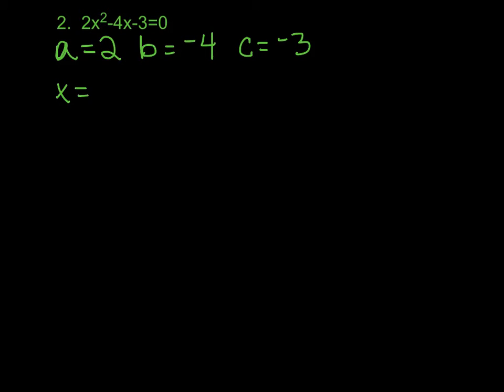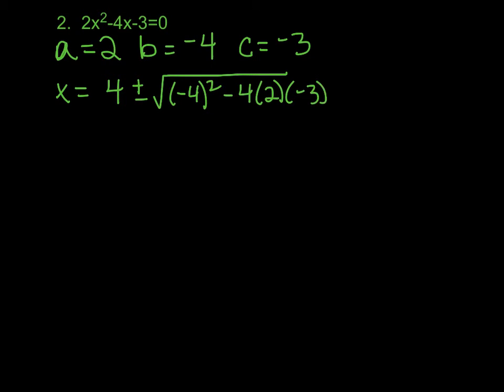So x equals... The formula says negative b, which means to negate b. Since our b is a negative 4, if we negate that, we end up with a positive 4, plus or minus. Then we do the big square root, and it's b squared, so that's negative 4, that quantity squared, minus 4 times a, which is 2, and c, which is negative 3. And then this whole thing is over 2 times a, which is 2.